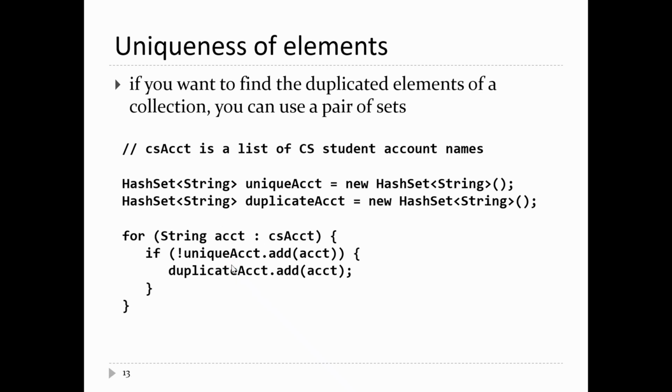That means that account is already in unique accounts, and so we want to put it into duplicate accounts. You can add it to duplicate accounts, and if you try to add it more than once, the extra account names are not added. Now duplicate accounts contains all of the account names that were duplicated, and unique accounts includes all the account names that are unique.